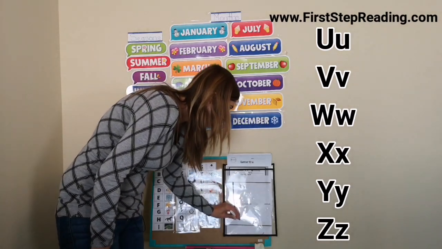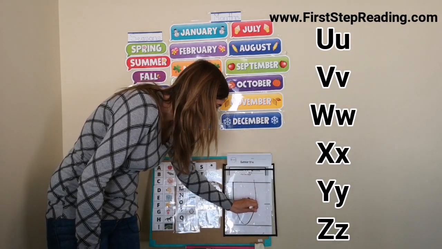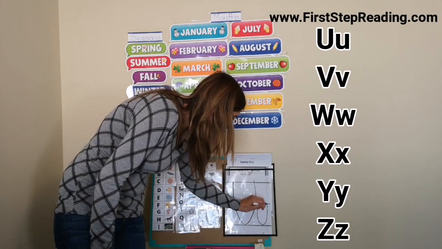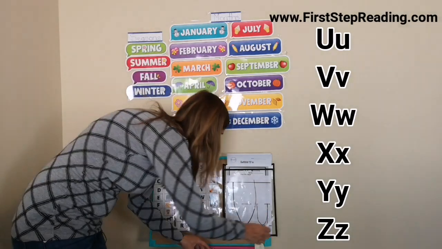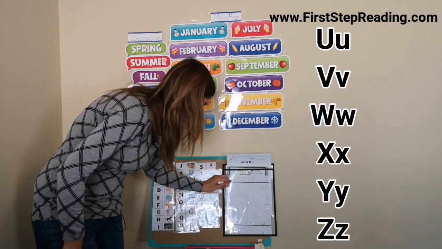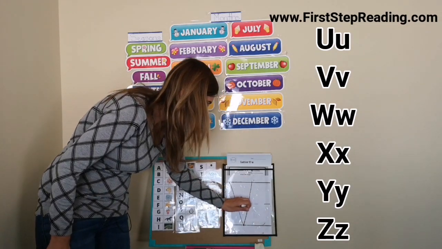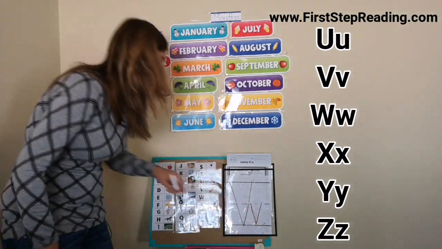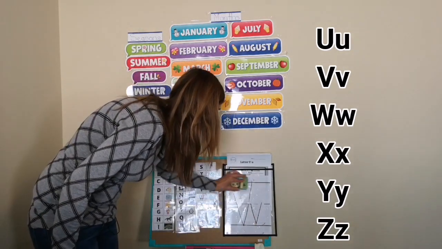So uppercase U goes around just in one, and a lowercase u goes from the middle line down, lift my pencil, and then straight down. That's a U. And then a V, almost like a U, but it goes straight here, makes a point, and comes back up. To the middle line, we start again, make a point, and come back up. Now it has a point there. That's a V.